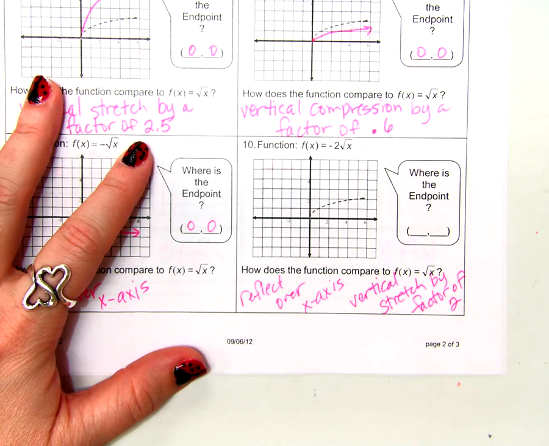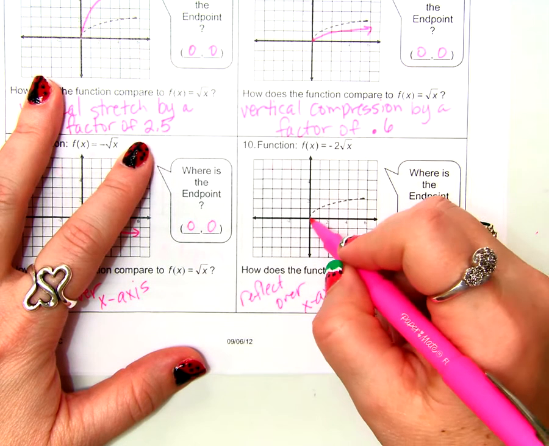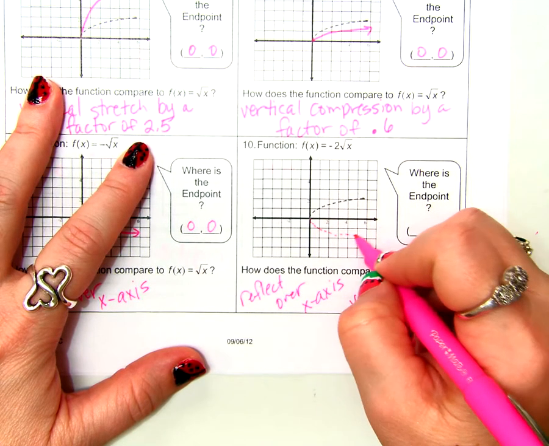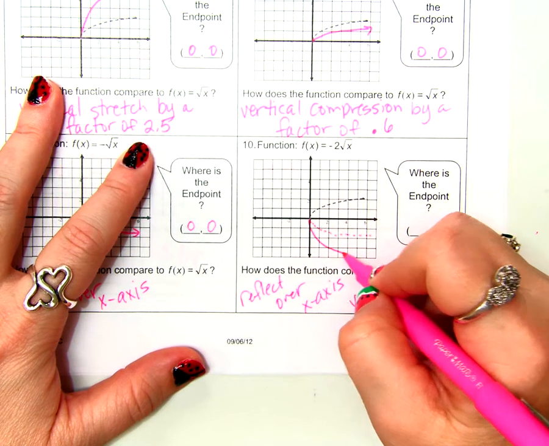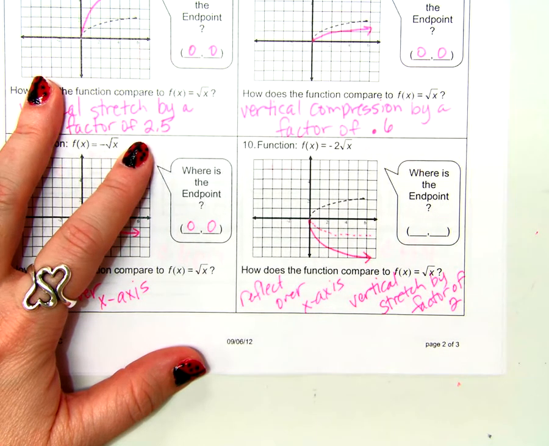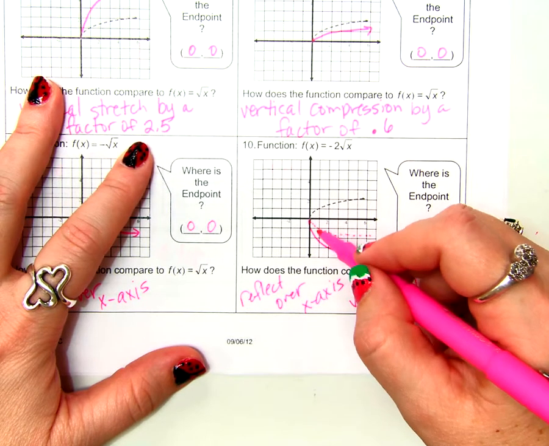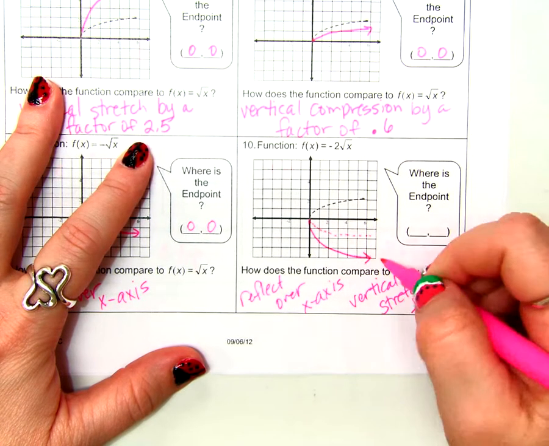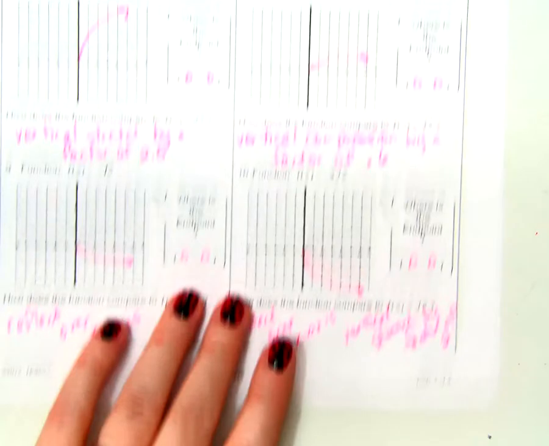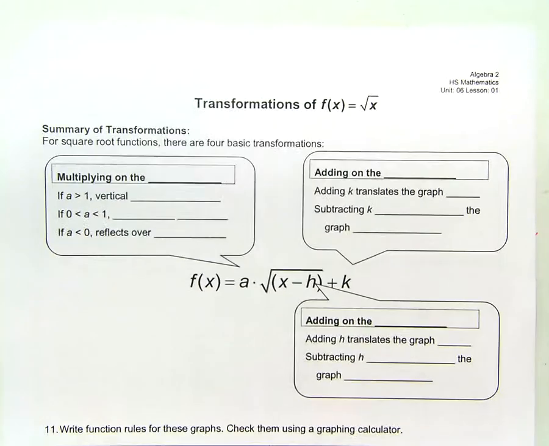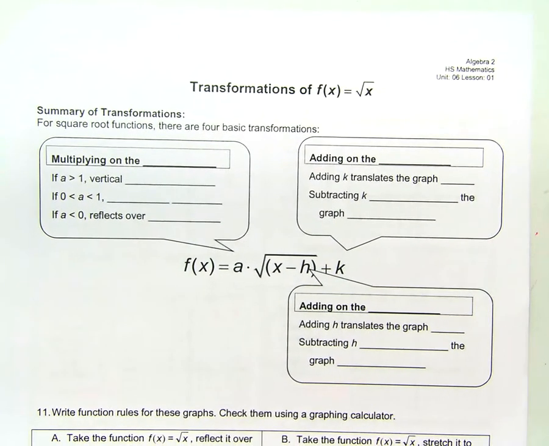Where's the end point? Okay, so this is what it would look like if I reflected it, right? But this is what it would look like if I stretched it by a factor of 2. So I kind of did it in steps. Here's the reflection, there's the stretch. And points at 0, 0, right? Okay. So let's summarize this.